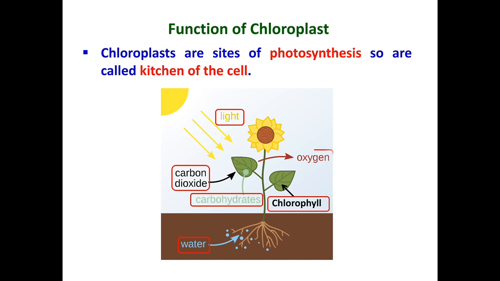In this process, oxygen is also evolved as a byproduct. Students, you must know that photosynthesis is the main process through which life is possible on earth, because all animals directly or indirectly depend on plants and plant products for their survival, and plants make their own food through photosynthesis.